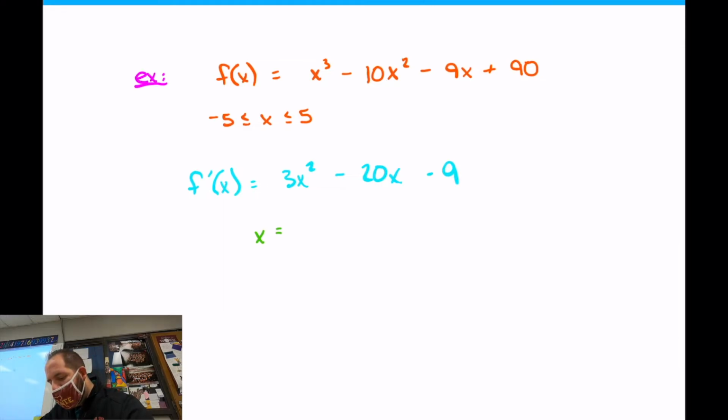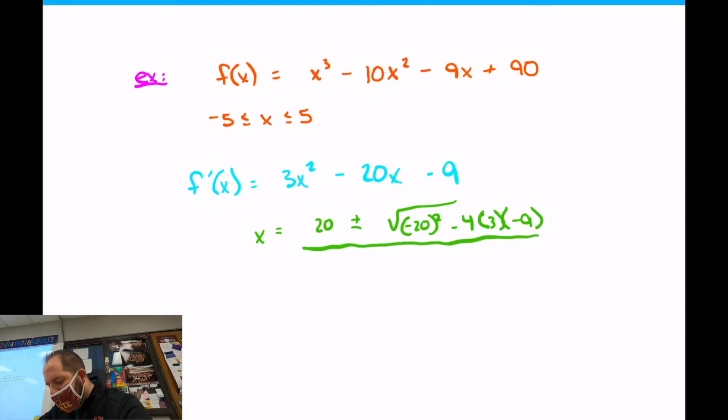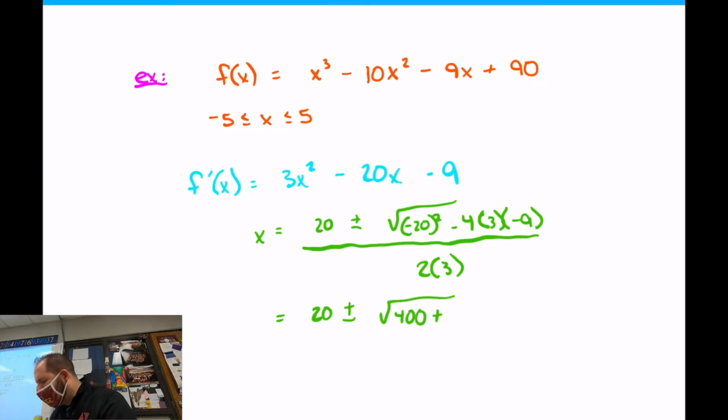So quadratic formula: opposite of b plus or minus the square root of b squared minus 4 times a times c, all over 2 times a. A is 3. C is negative 9. So it ends up being an actual number. So this is 20 plus or minus the square root of 400 plus, what is that? 12 times 9, is that 98? What is that? 12 times 9 is 108. All over 6.